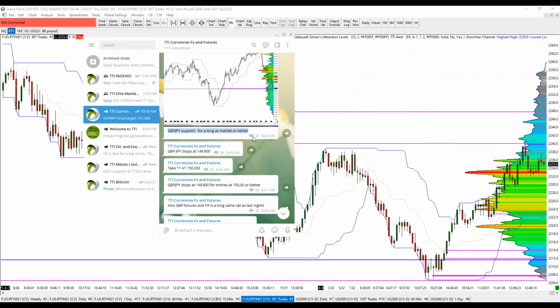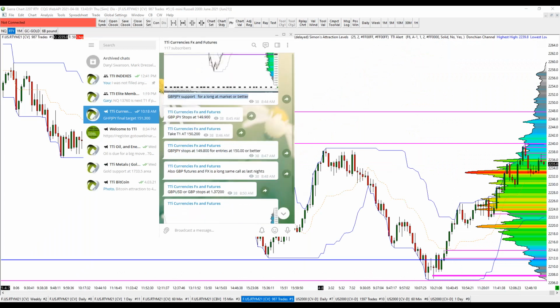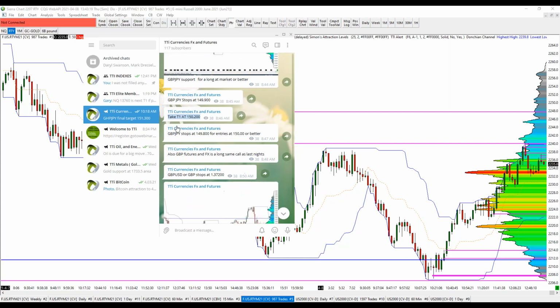I see 38 of my students trade Forex and they saw it. And then I went there, I said pound yen stops at 149.900. Then some people missed it and hovered there. I said, okay, currencies, futures, pound yen 150.2. Take target one at 150.2, and then I said 150 entry.